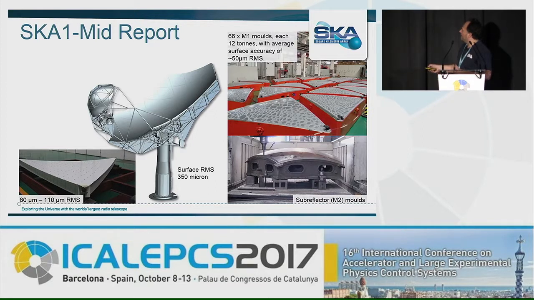And these are the molds for the subreflector that goes in there. As you can see, it's an offset Gregorian configuration so that we can look at the sky and we don't have 4 arms occluding the view.